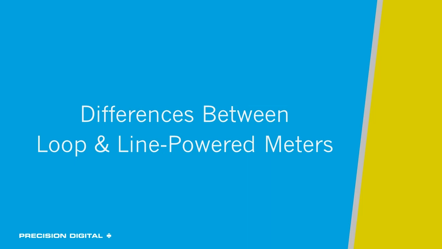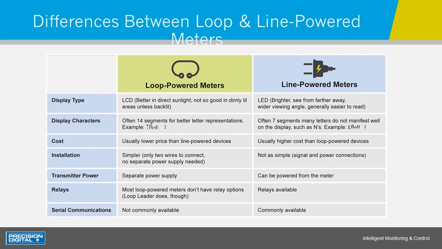So now that we know what a 2-wire or loop-powered meter is, and we know what a 4-wire or line-powered meter is, why would you want to choose one over the other? What are the differences that have you make that decision? Well, there's a couple of them here, and so you can see here we've got a chart. And let's briefly just walk through this one, starting with display type.